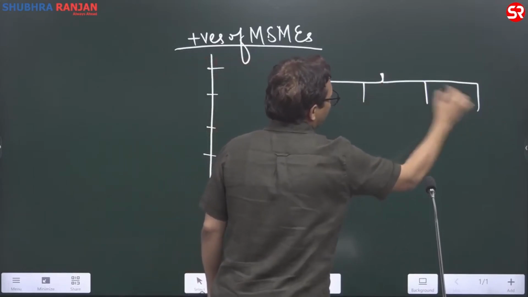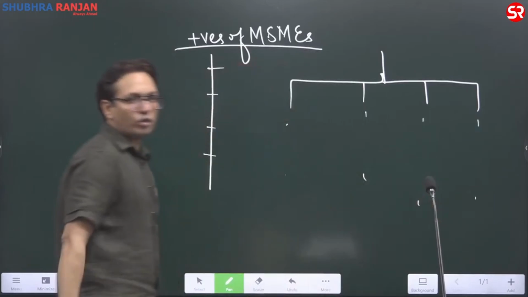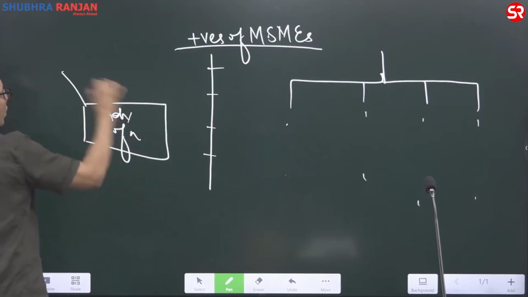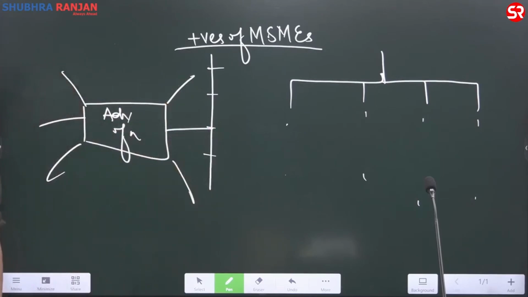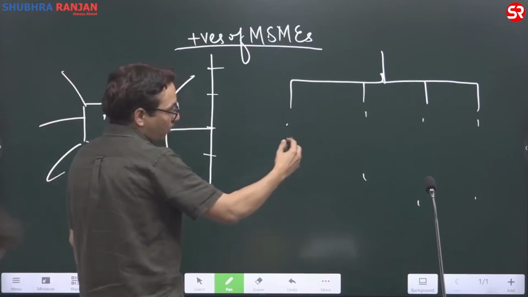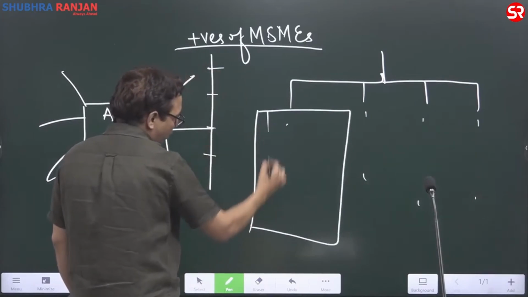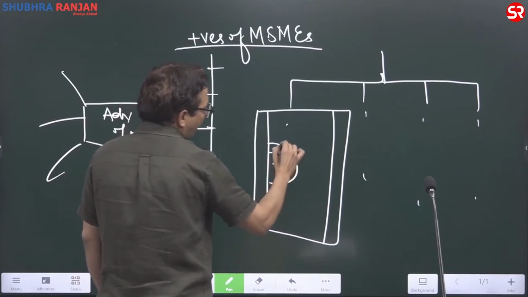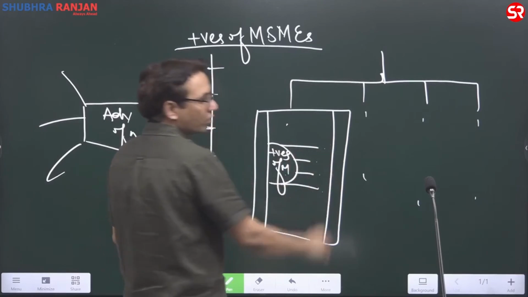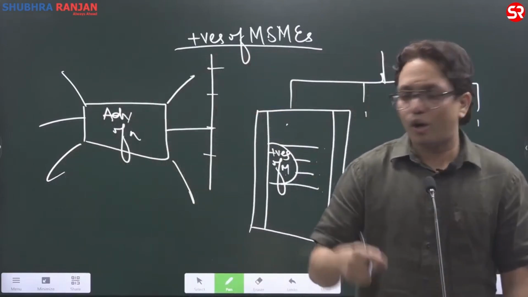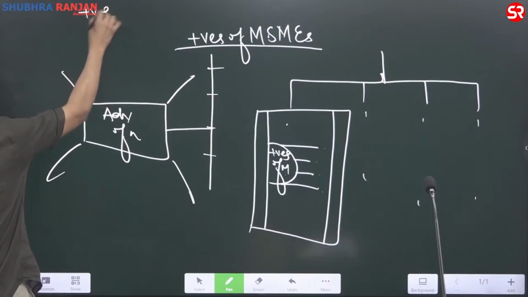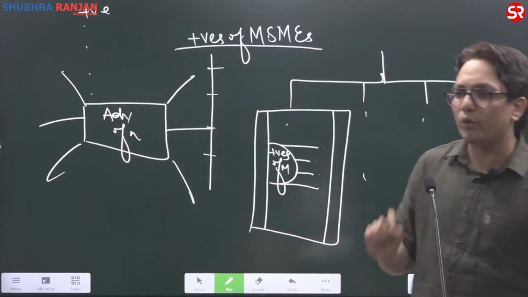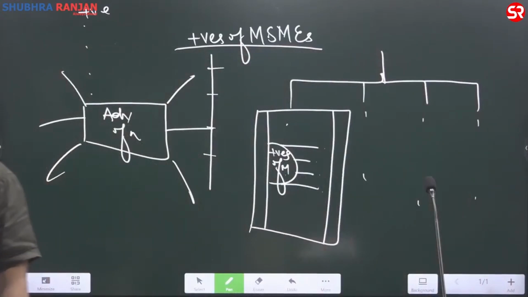Advantages of MSMEs. Another way is to put advantages of MSMEs in the center and branch out like this. Another way is, suppose this is your answer sheet, you write positives of MSMEs like this, 1, 2, 3, 4. Multiple ways to put in the same thing. Or you can use the traditional way: positives of MSMEs, 1, 2, 3, 4 points. There are multiple ways. Your answer should show diversity to the evaluator. I hope things are clear. Fair enough. Let's continue.